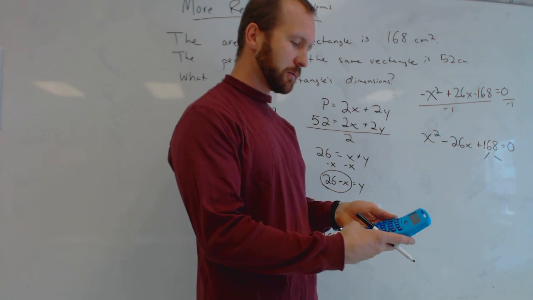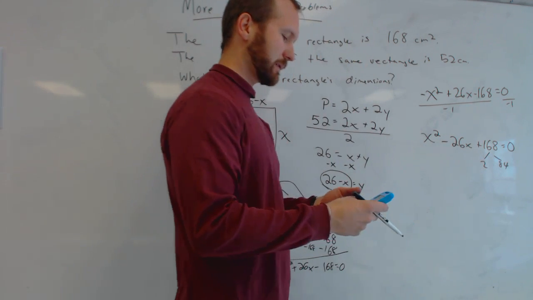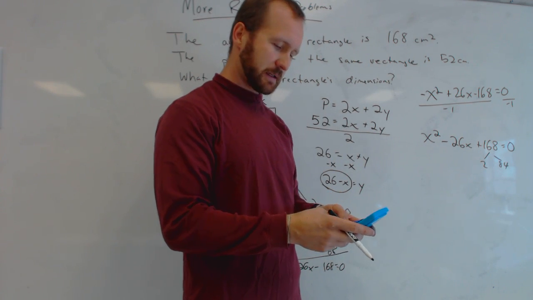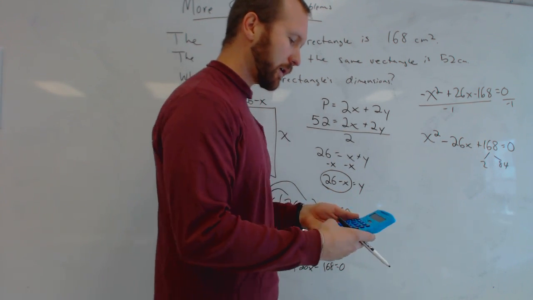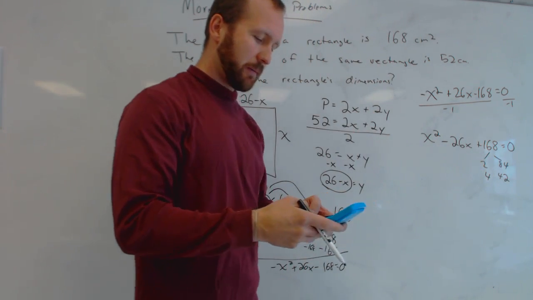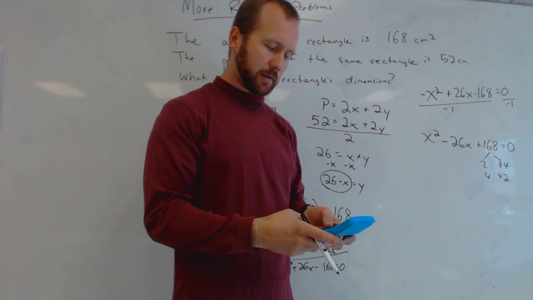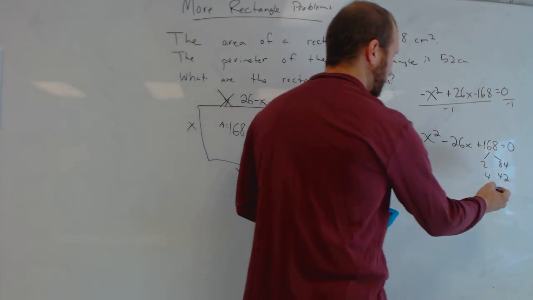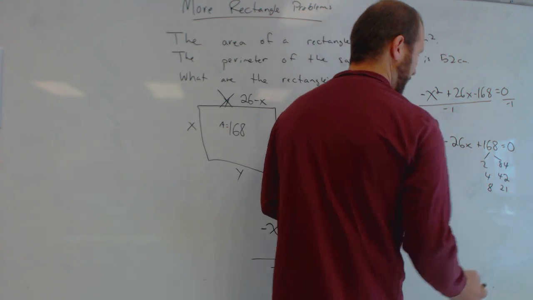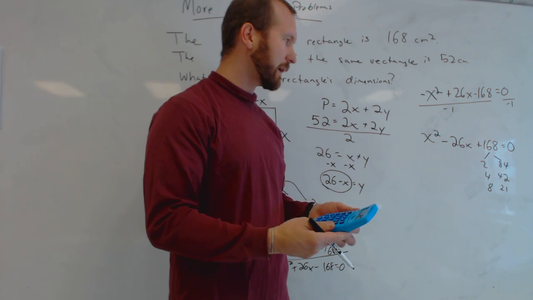168 divided by 2 is 84. Do those numbers add up to 26? No. How about 168 divided by 4? That's 42. Those don't add up. How about 168 divided by 8? 21. That doesn't work.